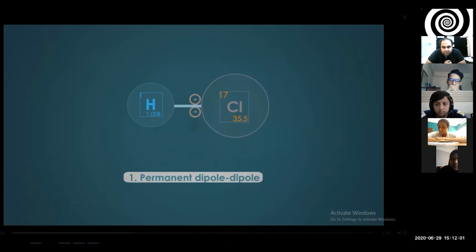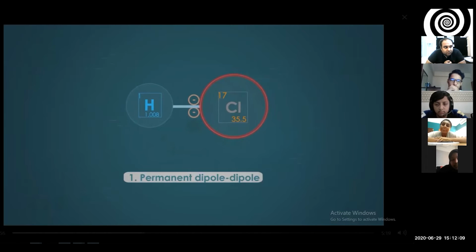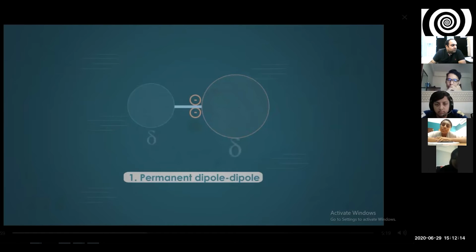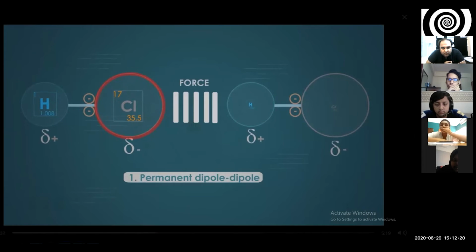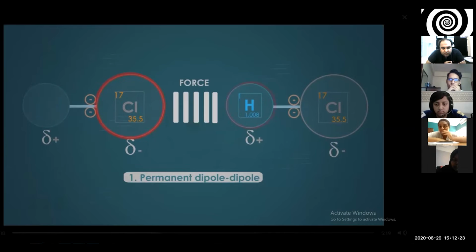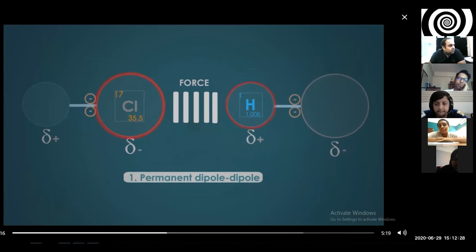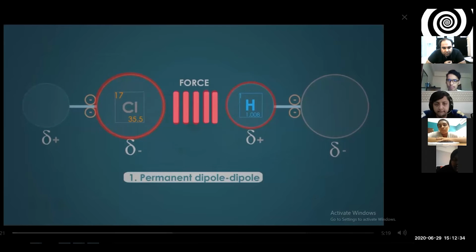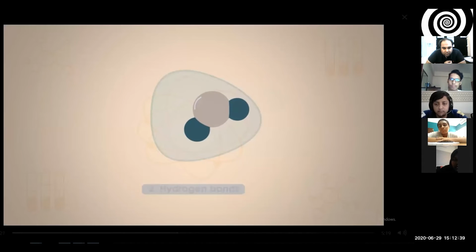The chlorine atom has a stronger attraction to the electrons because it has a greater electronegativity than the hydrogen atom. We can represent the hydrogen chloride molecule as H delta positive and Cl delta negative. Thus, there will be an attraction between the delta negative on the chlorine atom of one molecule and the delta positive on the hydrogen atom of a neighboring molecule. The diagram below shows the permanent dipole-dipole force between the two molecules of hydrogen chloride, indicated here by the red dashed line.